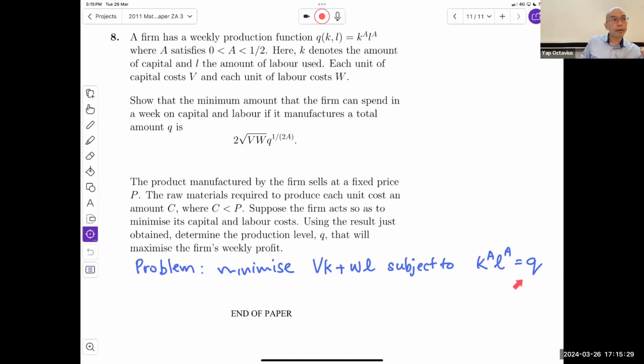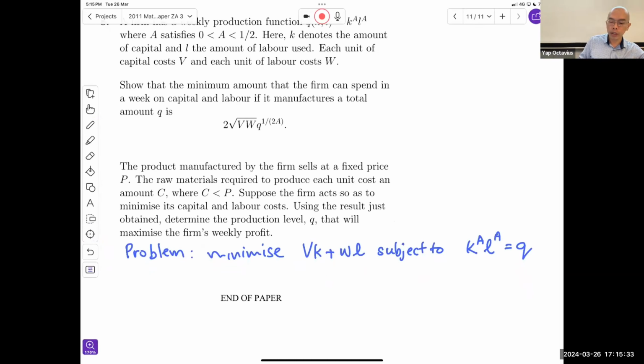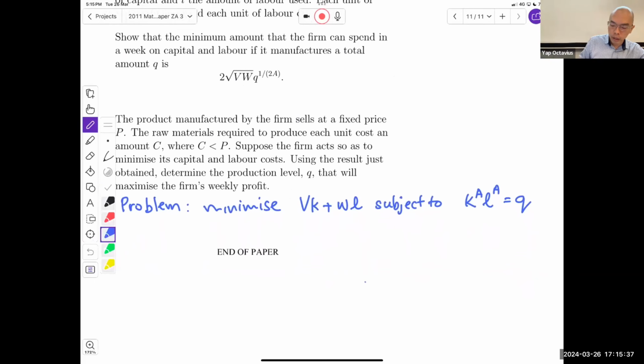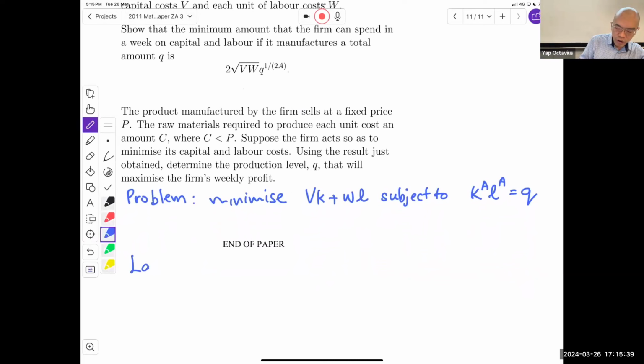You must make sure your Lagrangian is written correctly, because if your Lagrangian is wrong, this whole question is no use to continue. So come, the Lagrangian. Can you write your Lagrangian? The Lagrangian is capital L of K, L, lambda. Okay, 30 seconds. You write yours first.